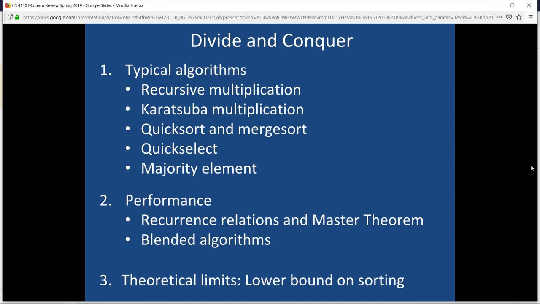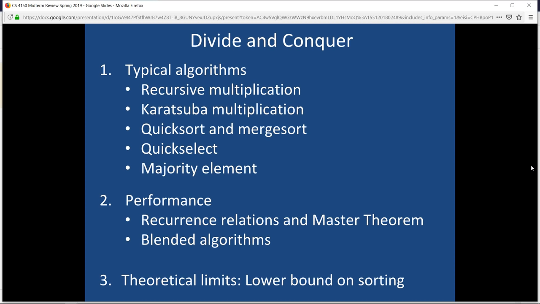We analyzed the performance of binary search and divide and conquer algorithms, not by doing summations, but by doing recurrence relations. So the recurrence relations and the master theorem are our tools for analyzing the performance of divide and conquer algorithms.